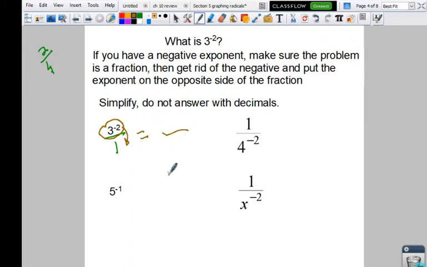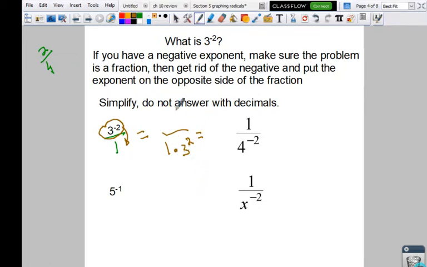So I'm going to have a 1 on the bottom, and then when I flip this down there, there's a times in between them. And when I flip 3 to the negative 2 to the bottom, the negative goes away. And I have 3 to the positive 2 like this. Whenever you flip the side of a fraction that a thing with a negative exponent is on, the negative goes away. So when I flip this to the bottom, the negative went away. And I have 1 times 3 squared on the bottom.